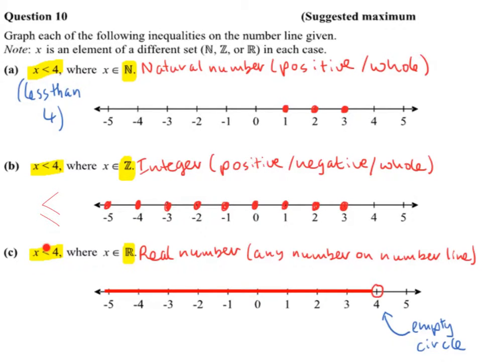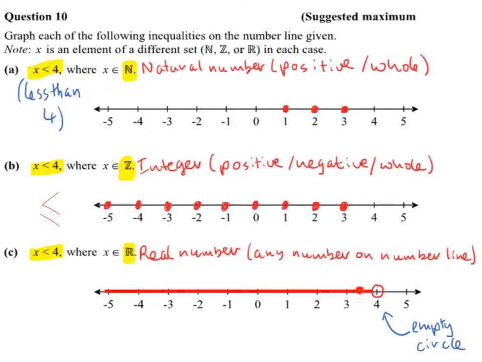Part C, x is less than 4, where x is an element of R, the real number set. And this is any number on a number line. So fractions and decimals, whole numbers, positive numbers, negative numbers. So in this case, what we have to do is put an empty circle around the 4, because remember it's less than 4. So an empty circle indicates that we're not including the 4. But then we put a solid line all the way along the number line, and the arrow goes on forever. We put a solid line because it indicates all the little bits in between each of the whole numbers.